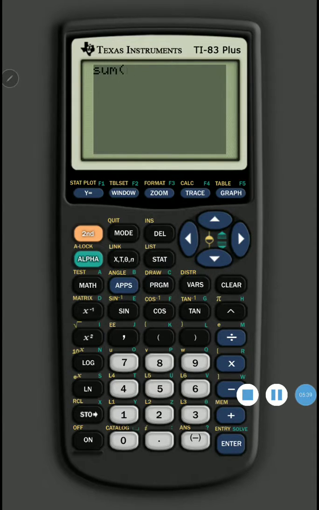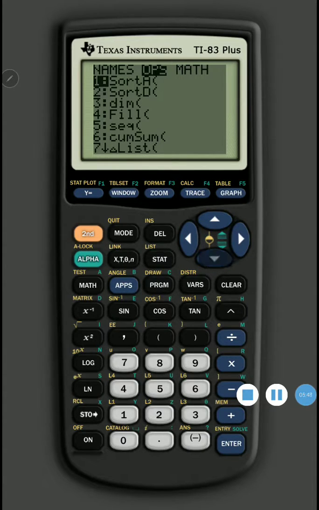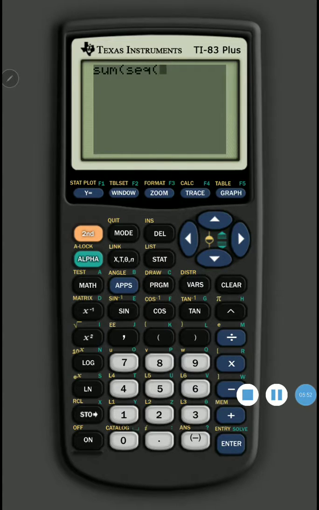So if we go to second, stat, and then over to ops. Option 5 on my calculator is a sequence. So we're doing the sum of a sequence. We have to tell it what the sequence is. So in this case, our sequence was 3i plus 2. I'm going to use x instead of I. So there's our 3i plus 2. We're using 3x plus 2.